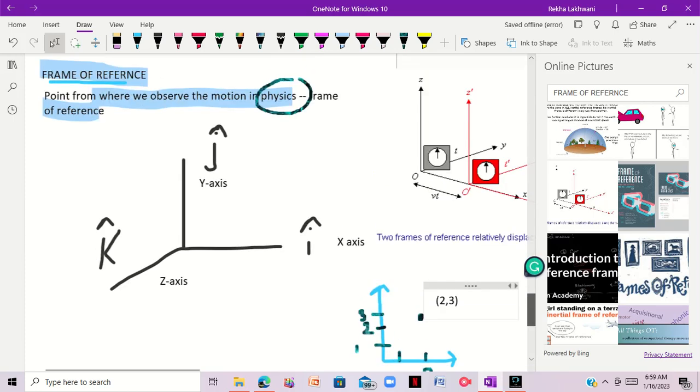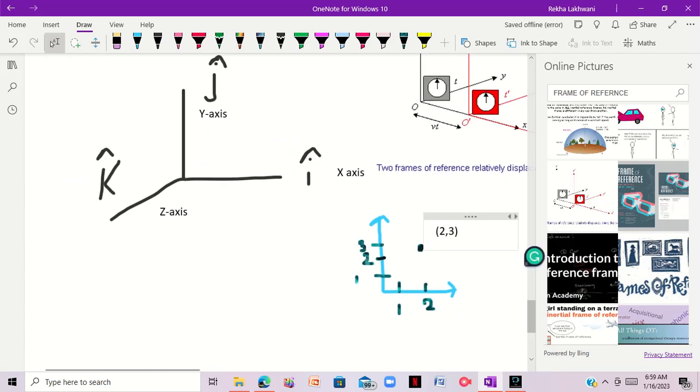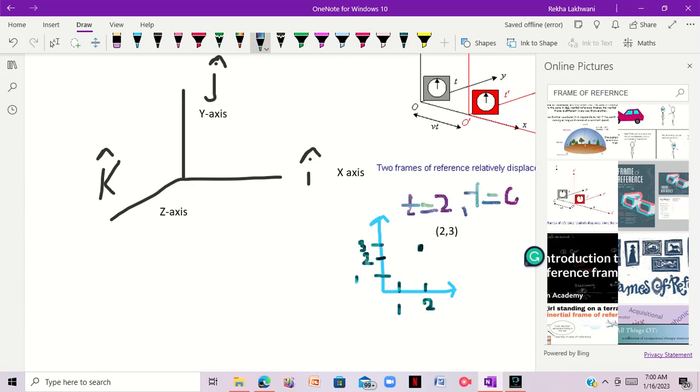So we have considered these points x and y. It is known as frame of reference when we consider the motion with respect to a point, or when we observe the motion from a particular time. With respect to time, this particle will be moving. Now it is at 2 comma 3, so the time will be, for example, 2 seconds here. But after some time, when the particle changes position, the time will obviously increase, say 6 seconds. So these three orthogonal vectors, from where we consider motion along with time, are known as frame of reference.